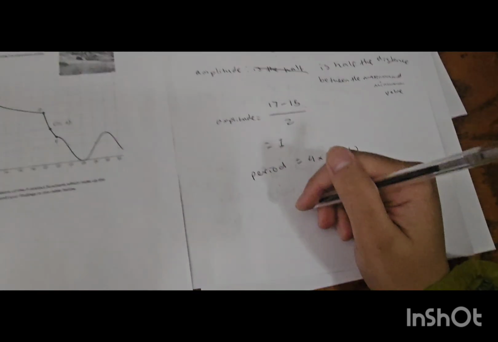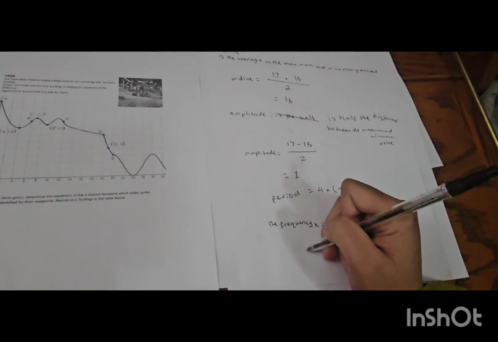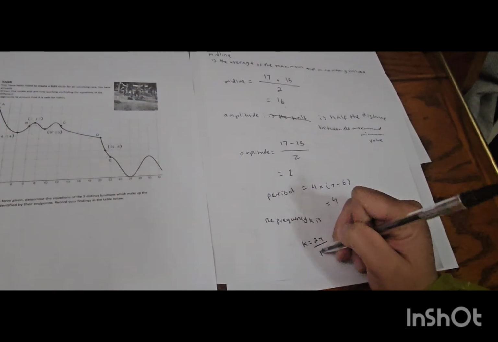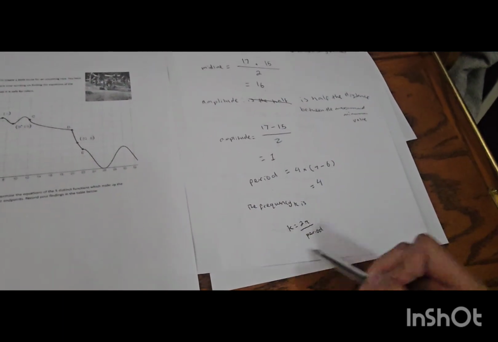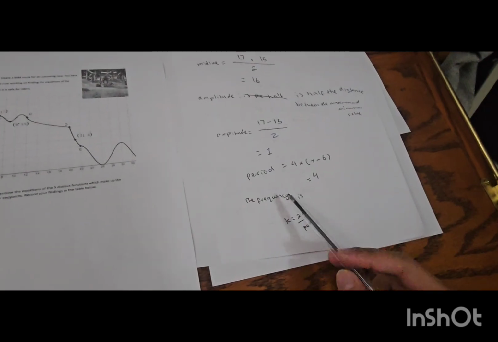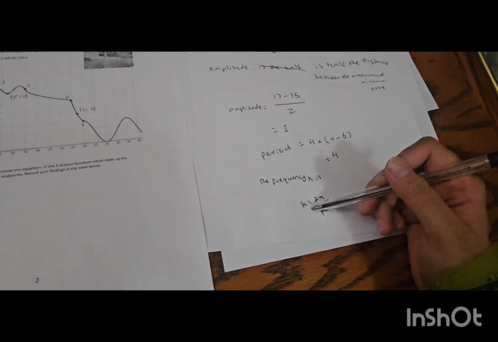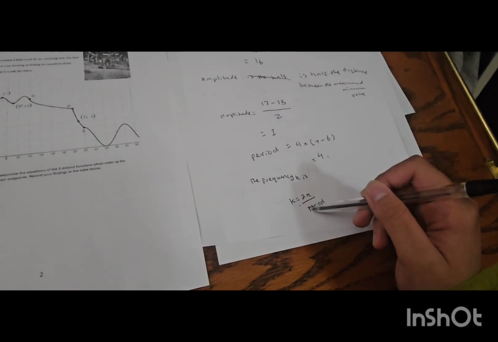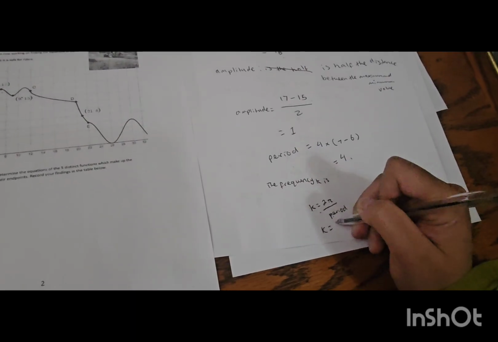Okay, so next I will be finding the frequency, which is also abbreviated as K. So the frequency K is going to be K equals 2 pi over the period, which we have right here. That is the formula for the frequency. That's going to give me the K value, and the period is going to help me find the K value. So that means 2 pi over period 4.